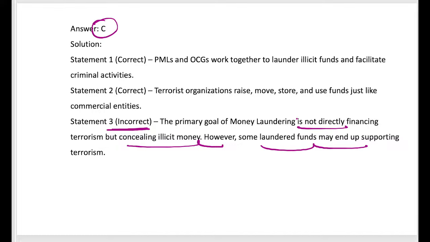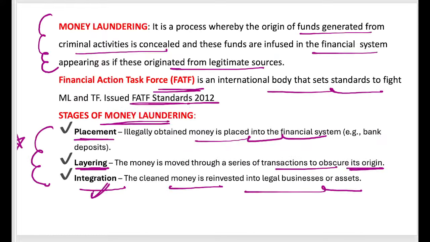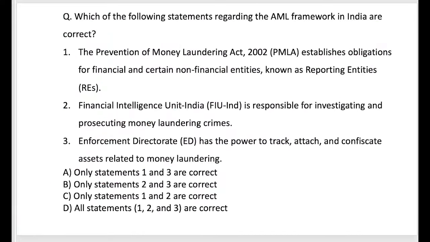So the primary goal of money launderers is not directly financing terrorism, but concealing illicit money. Then it generally, along with other sources, goes to the terrorist organization or the terrorist financing itself, right? Next one.